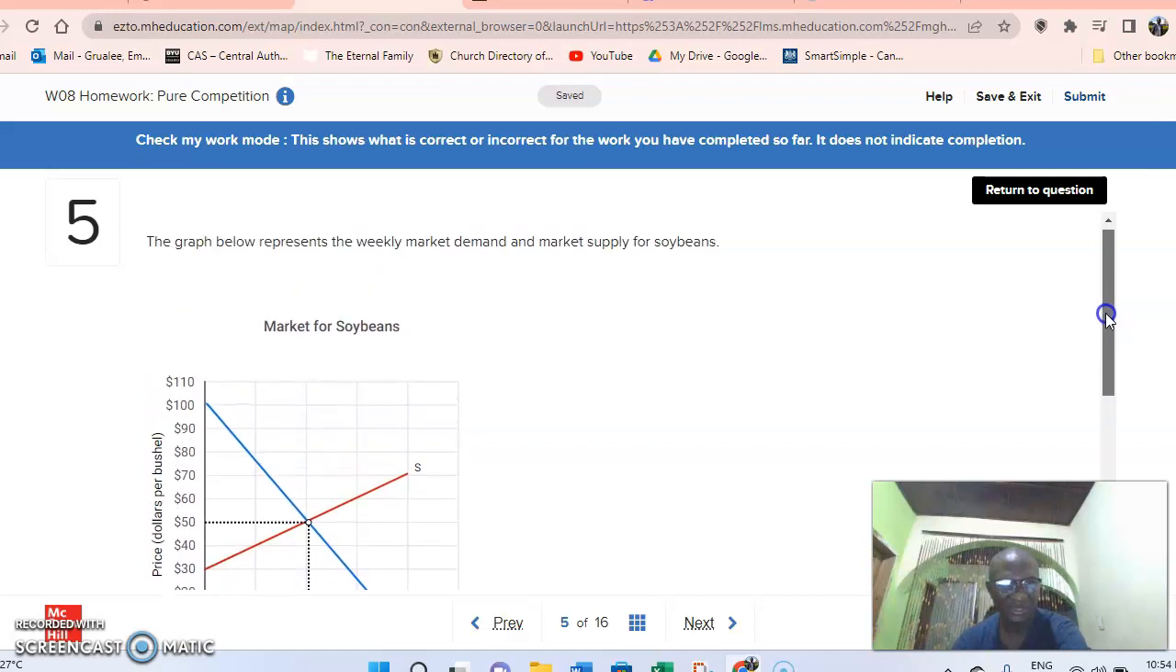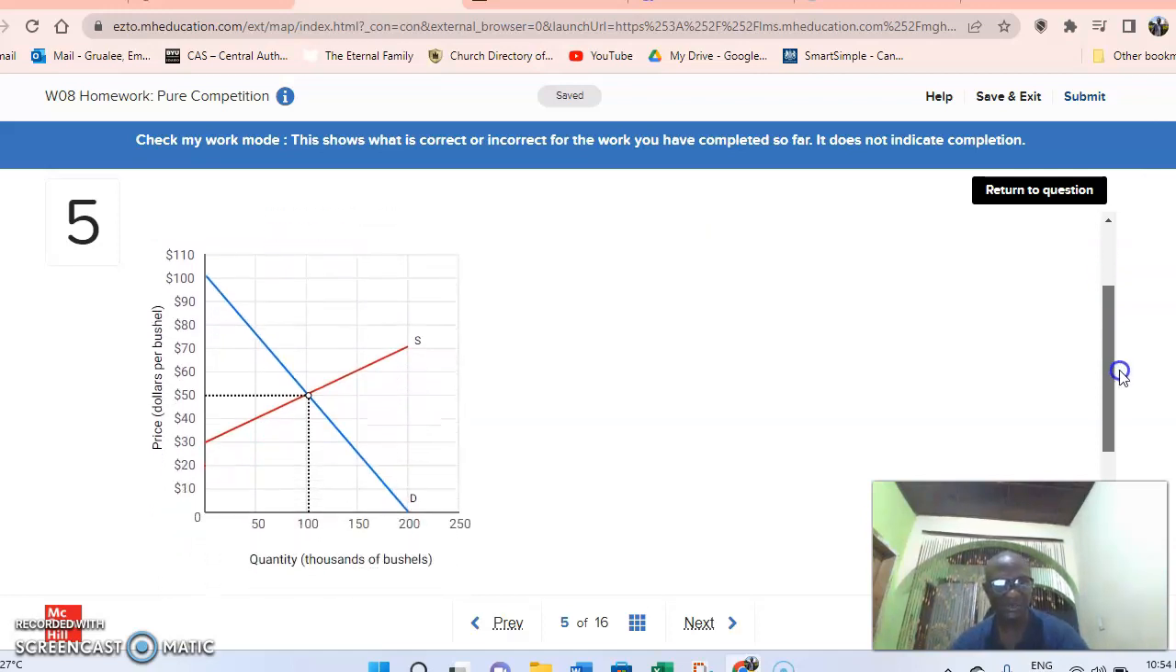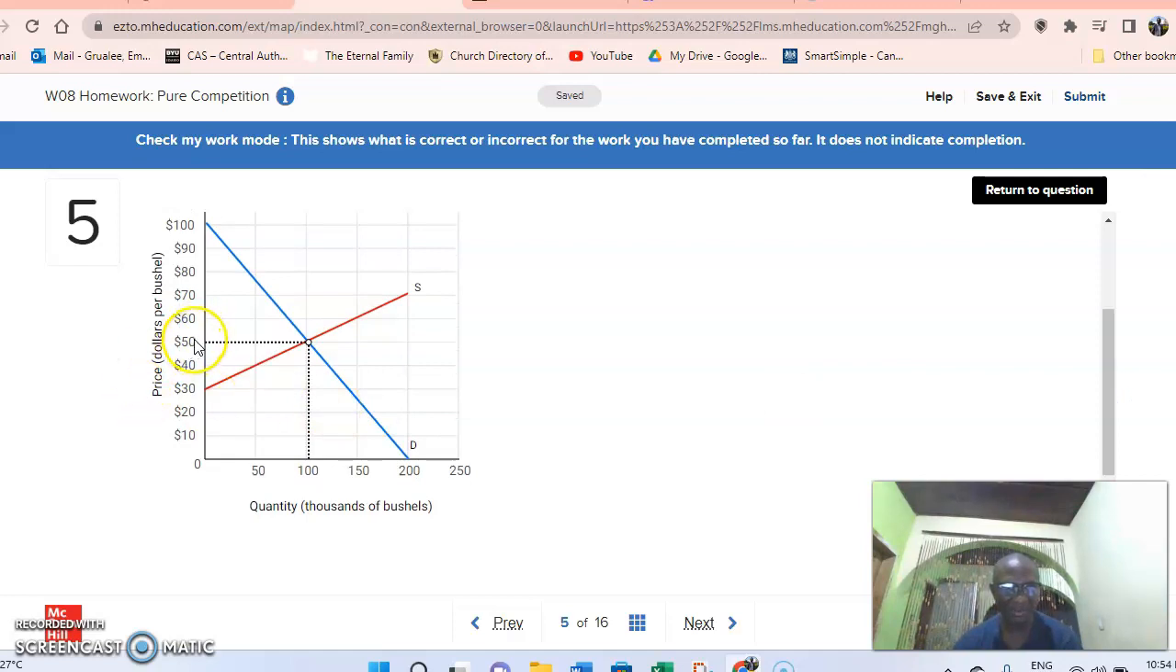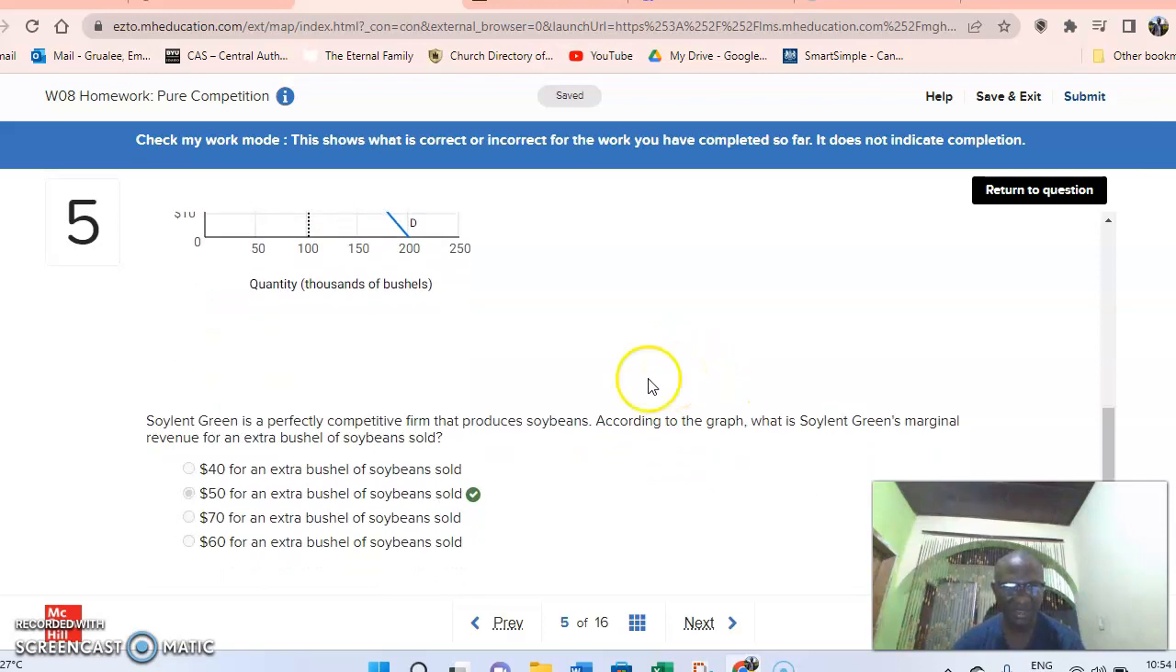Alright, the next question. The graph below represents the weekly market demand and market supply for soybeans. So we have the graph here at point 50. At the price of 50, the quantity was 100. This is the equilibrium supply and demand graph. Then you come down here. It says Soylent Green is a perfectly competitive grain producer of soybean. According to the graph, what is the Soylent Green marginal revenue on an extra bushel of soybean sold?